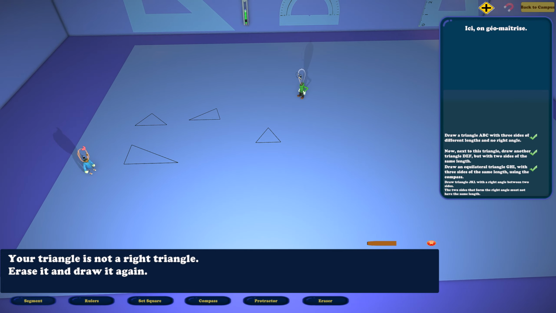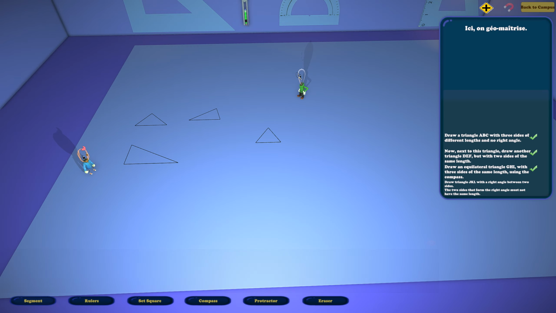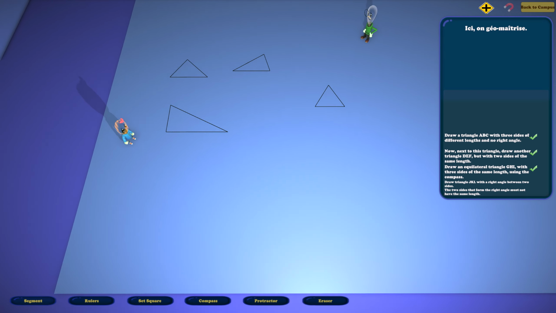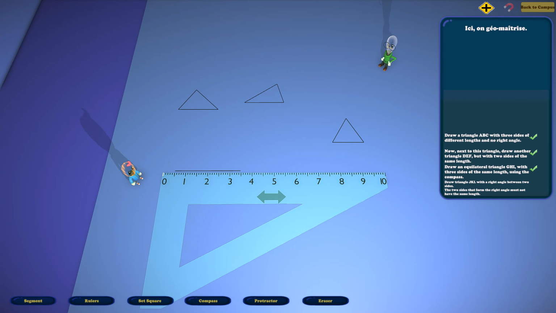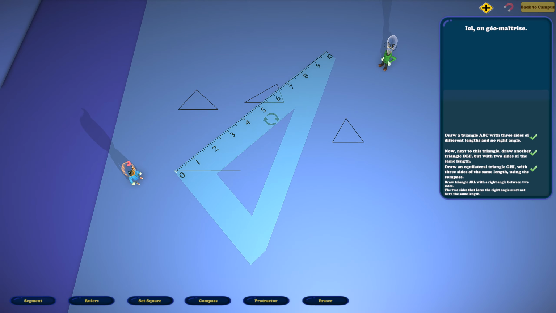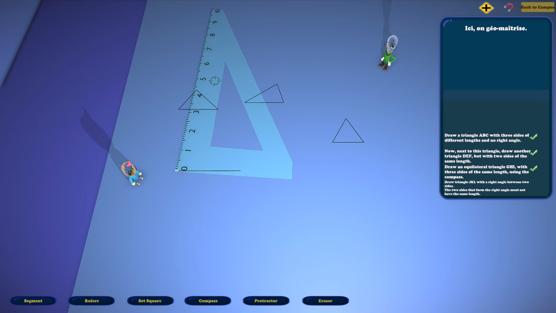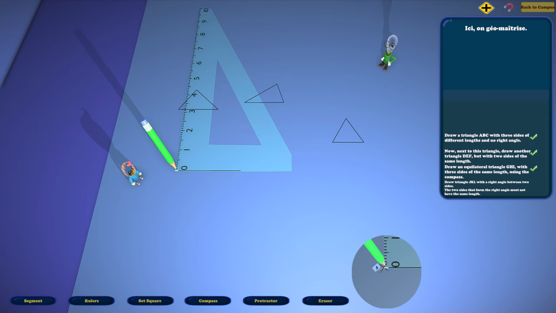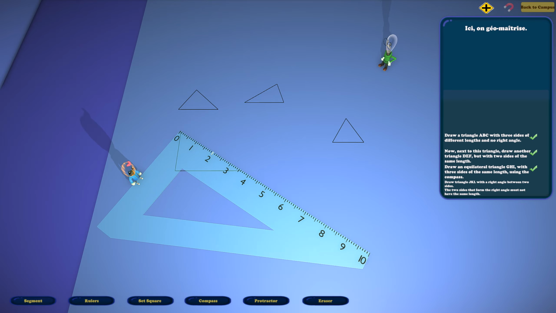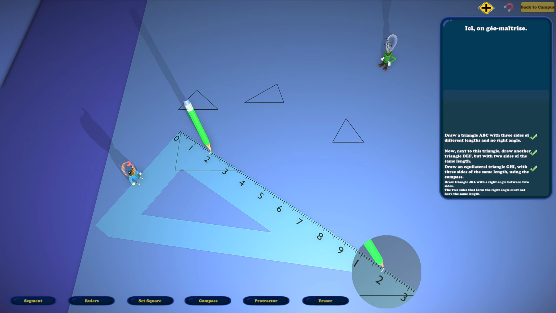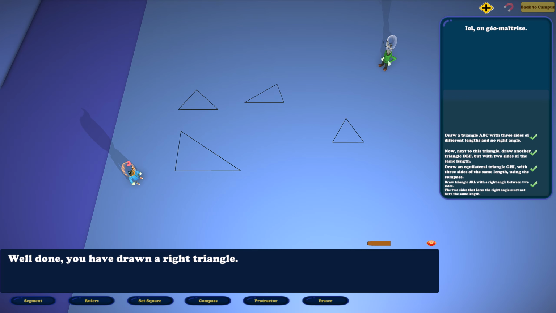Your triangle is not a right triangle. Erase it and draw it again. Well done, you have drawn a right triangle.